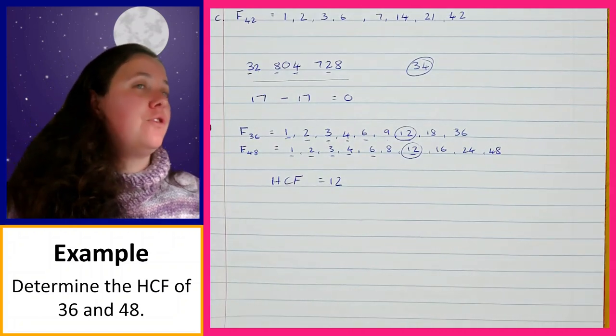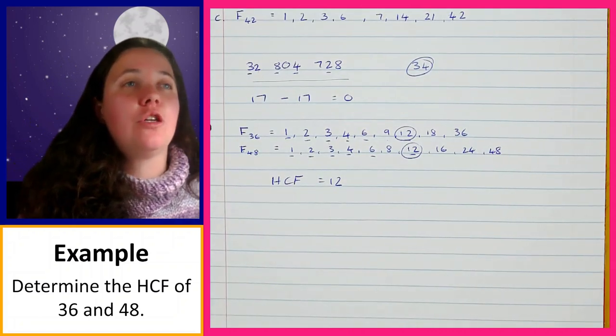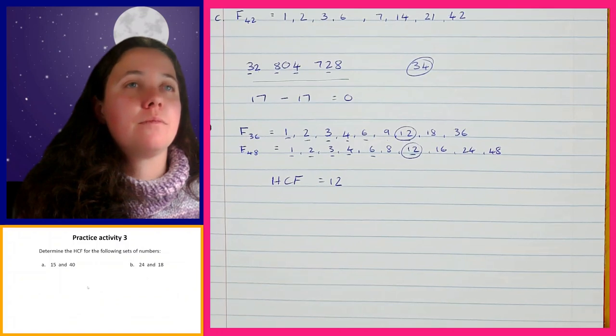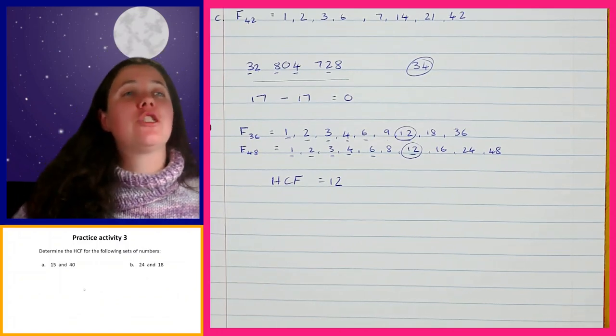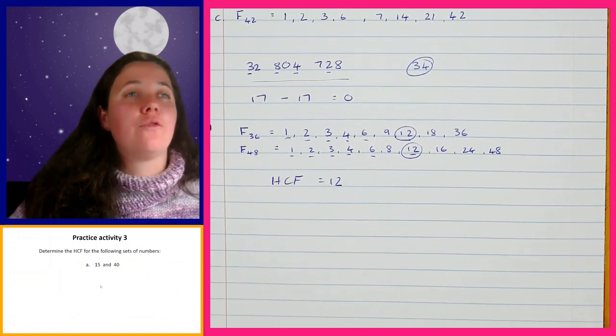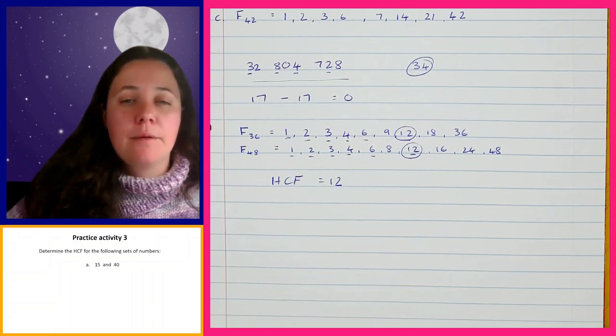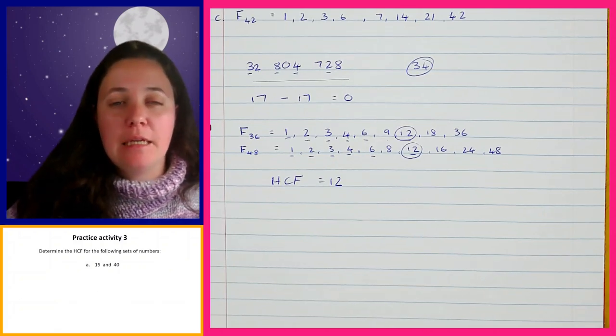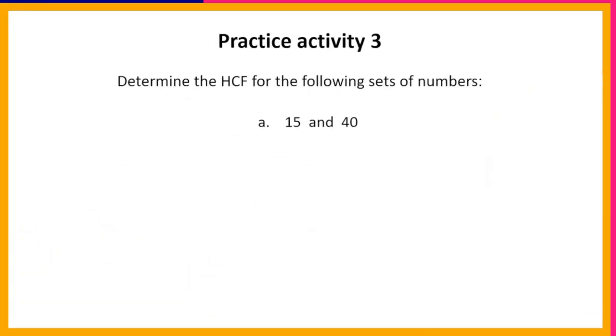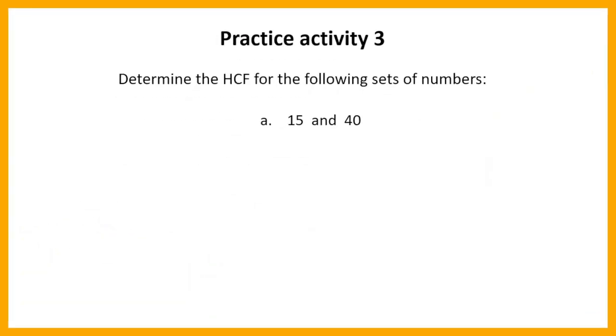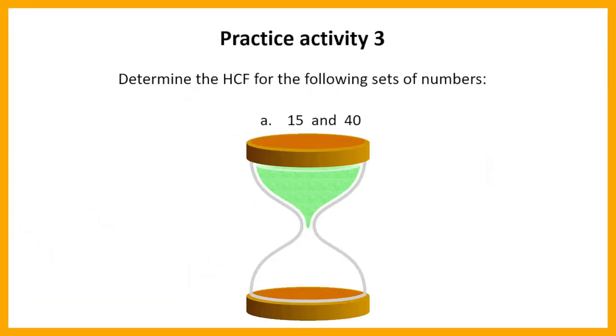Now I'm going to give you a couple of questions that you're going to work on. So you've got two questions. I'm going to give you 2 minutes to work on the first one. So that is 15 and 40. You're going to find the highest common factor for 15 and 40. So you have 2 minutes to do that.